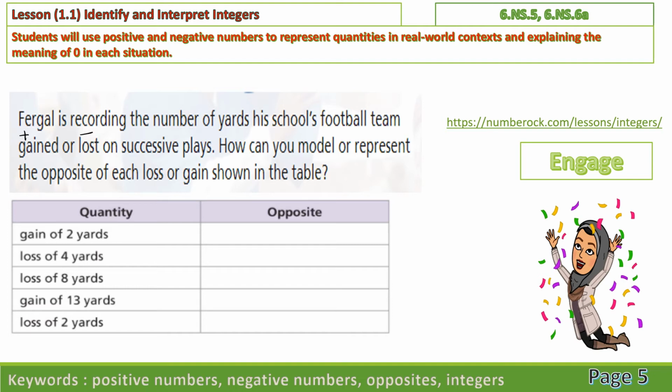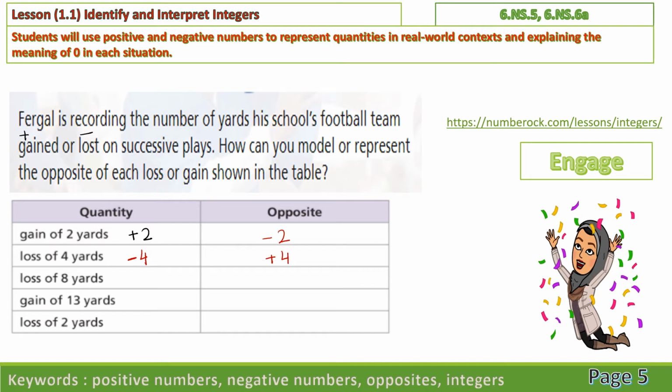Okay, gain of 2 yards. What does gain of 2 yards mean? It is +2, right? What is the opposite of +2? Of course, the opposite of +2 is -2. Okay, now the next, loss of 4 yards. What does loss mean? Loss means negative and 4. What is the negative 4's opposite? It would be plus 4.